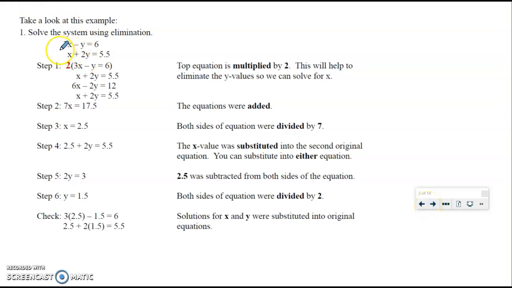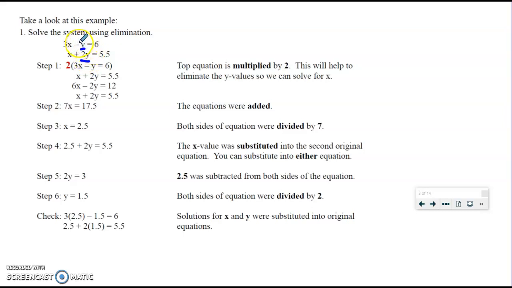We start off with this system in which we have 3x minus y equals 6 and x plus 2y equals 5.5. And the goal with elimination is to try to get rid of a variable. We could either get rid of the x's or we could get rid of the y's. In this situation, we're trying to eliminate the y's. The way we do that is we look at each of the y values, y and 2y, and think about whether there is a way to make those two equations opposites.